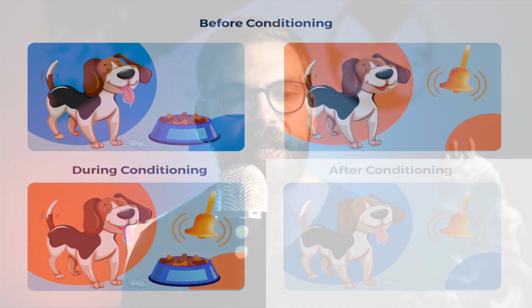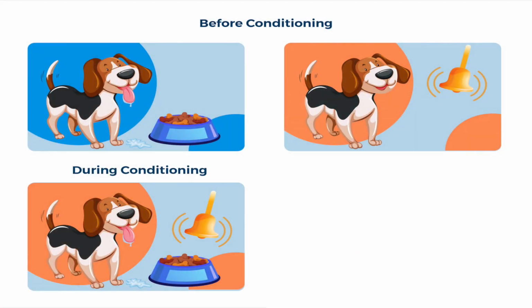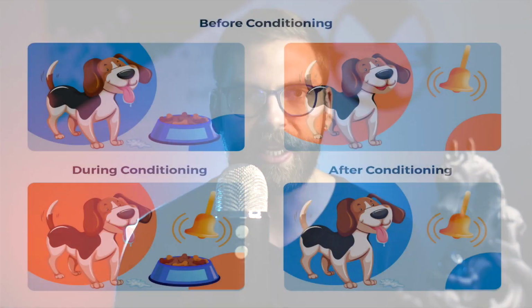That's before conditioning. The second state is called during conditioning. This is where he would give the dogs food and then ring the bell at the same time. Now the dogs see the food, they smell the food, they get excited and they start to drool, and then they hear Pavlov ringing that bell. And now after doing this a few times, the dogs learn to associate the ringing of the bell with the food. And this leads us right into our third state, which we call after conditioning.